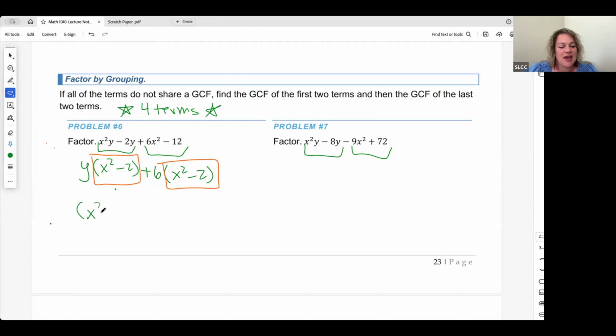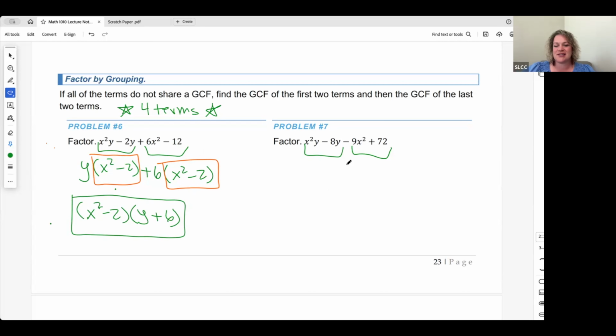Notice I can take out the x squared minus 2. And what do I have left? When I divide this piece by x squared minus 2, I have a y left. When I divide this piece, I have a 6. So y plus 6. And now this problem is factored.